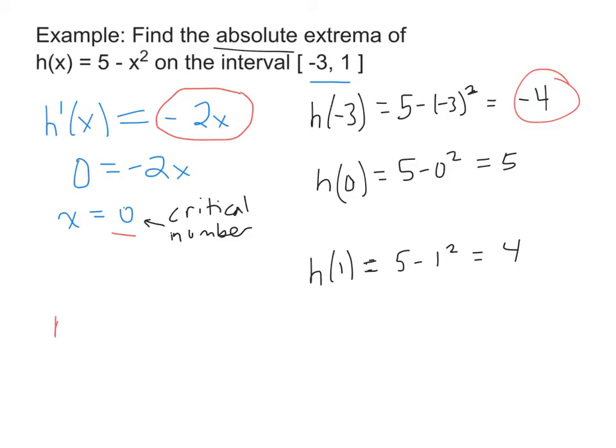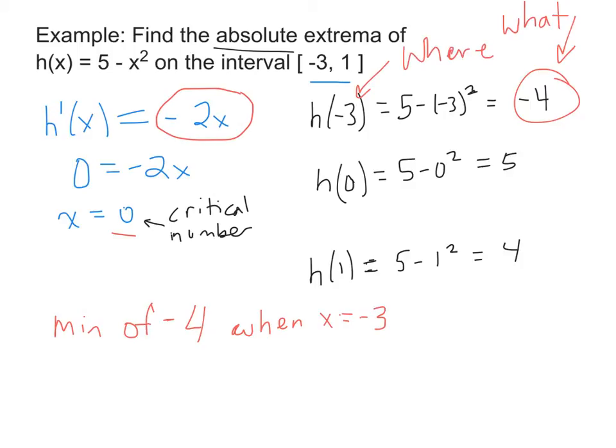Our minimum, we have a minimum of -4. It tells us what our minimum is. The y value is the what. And where does that happen? Well, when x is -3. The y value tells us what the minimum is. The x value tells us where it's located. So this is our what, and then the x value is the where.